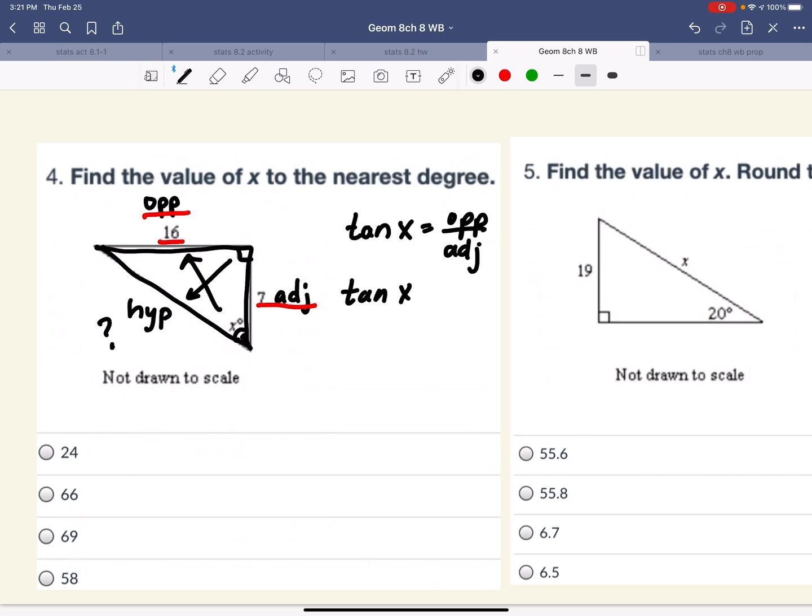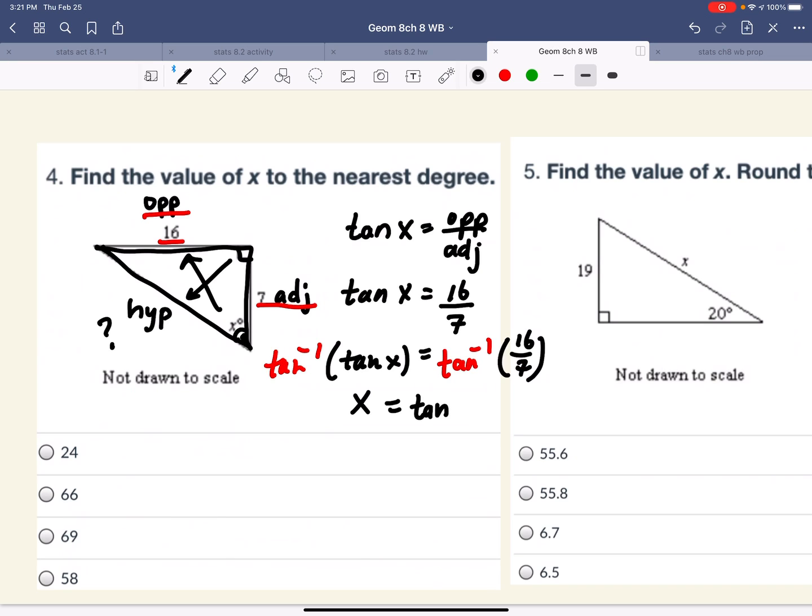And the tangent of x is then opposite 16, adjacent 7. So let's rewrite this. I can take the inverse tangent of both sides. So the inverse tangent of the tangent of x is just x. That's what I get on the left. What do I get on the right? Well, when I take the inverse tangent to both sides, I get the inverse tangent of this fraction, 16/7. So x is equal to the inverse tangent of 16/7.